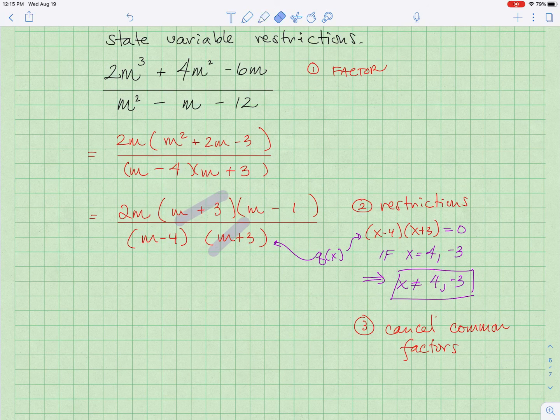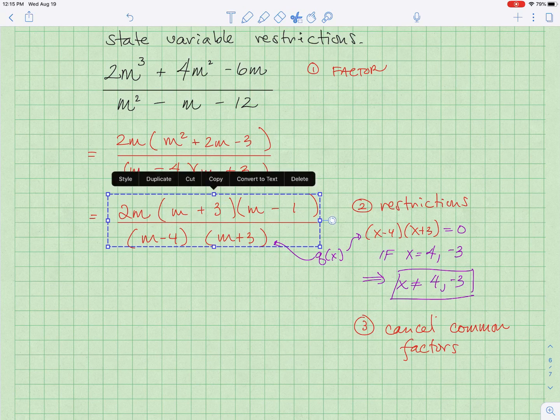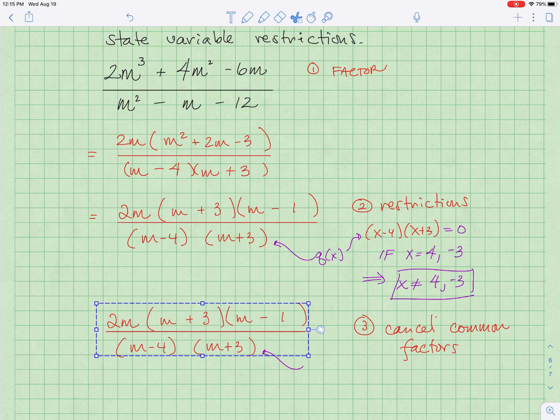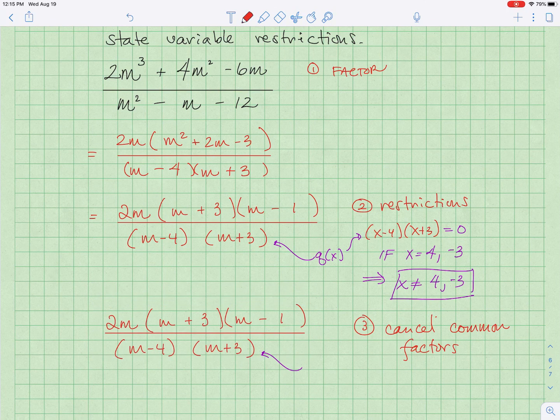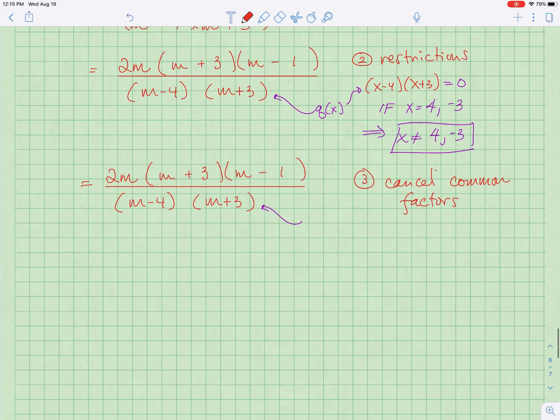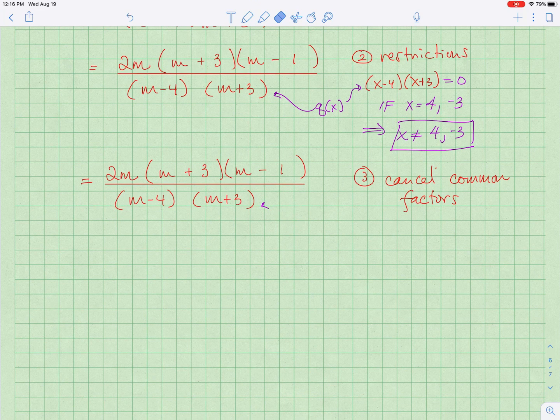Maybe I should rewrite that guy again. Hold on a second. For anybody looking at these notes later without the benefit of the video, which I do not recommend. We cancel our common factor. And we have 2m times m minus 1 over m minus 4.